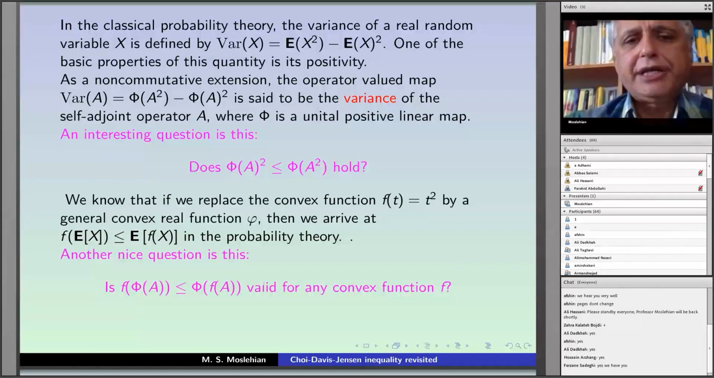Another nice question is this: if we replace expectation by a positive linear mapping, is the obtained inequality valid for any convex function f? So here we have two interesting questions. My talk is about answering these questions.